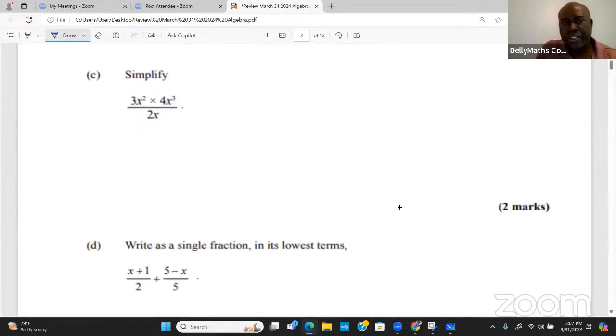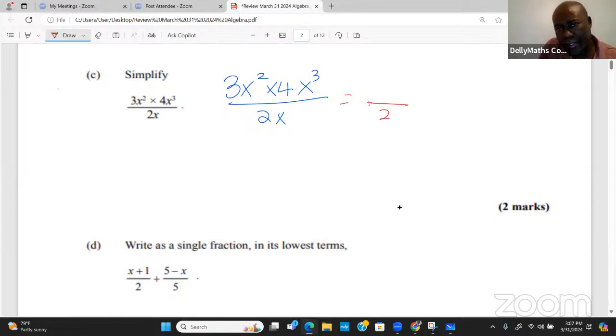Let us simplify this. So what we have here is 3x squared times 4x to the third over 2x. There are many ways you could approach this, but what I'm going to do is multiply the numerator. So I'm going to put everything over 2x. So at the top, 3 times 4, that's going to give me 12. X to the second times x to the third becomes x raised to the fifth. So that is what I have.